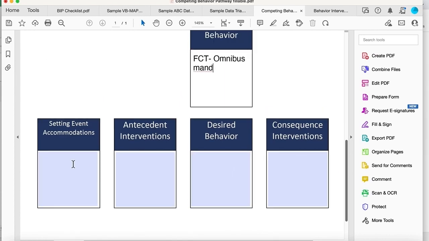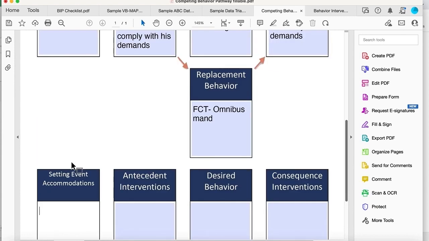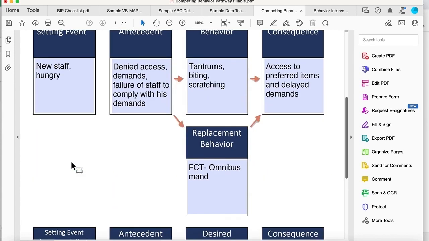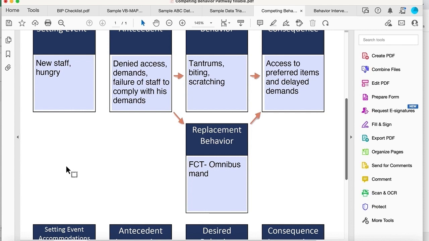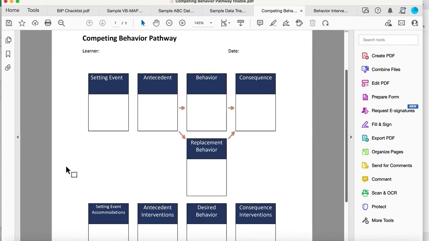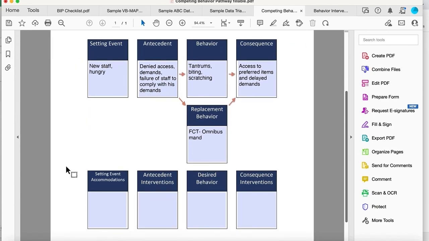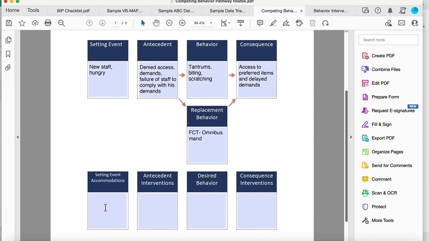All right, so setting events. What are we going to do when the most common setting events come up? So new staff, or he's hungry. When these setting events are present, how will we adjust the environment or expectations to make him less likely to engage in the tantrums, biting, and scratching?